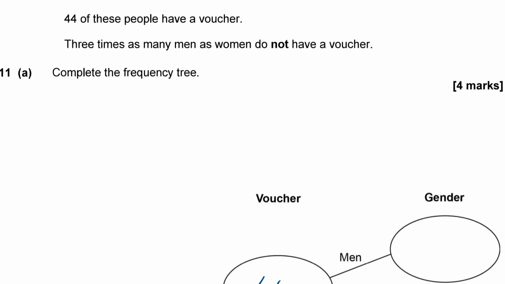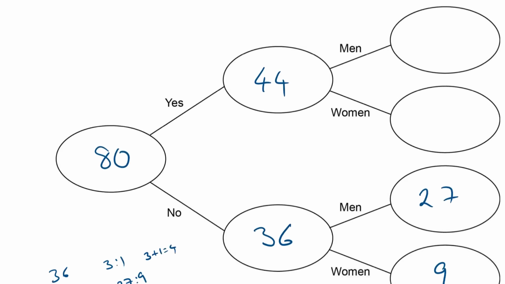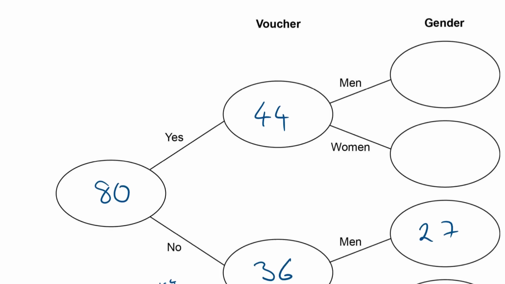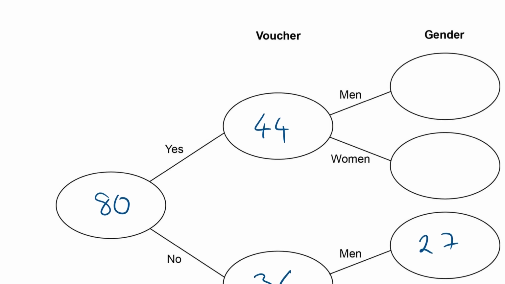Okay, I think what we're going to have to use is this piece of information at the top, that 42 men and 38 women visit the restaurant. If I know that 42 men visit the restaurant and 27 don't have a voucher, then 42 subtract 27 must have a voucher, and 42 subtract 27 is 15.